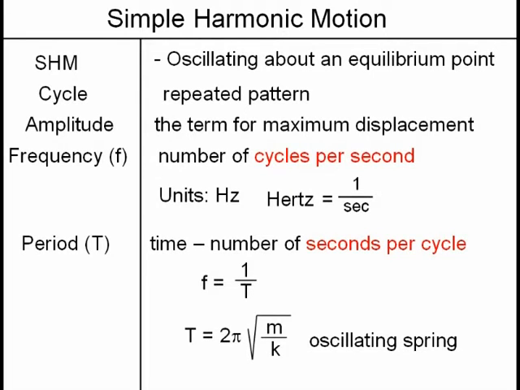This is the period formula for an oscillating spring. Period is 2 pi times the square root of m over k. So you can see if I add more mass to the spring, we're going to increase the period. If I increase k by getting a stiffer spring, I'm going to decrease the period.